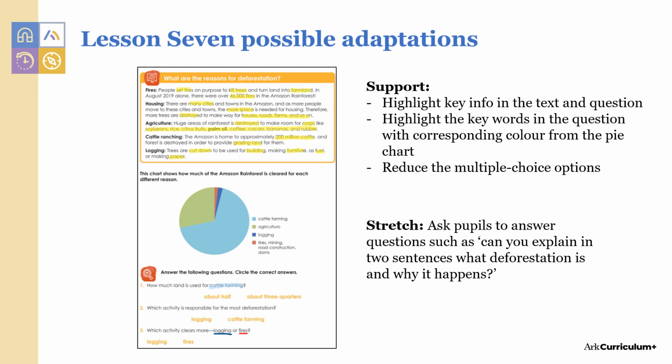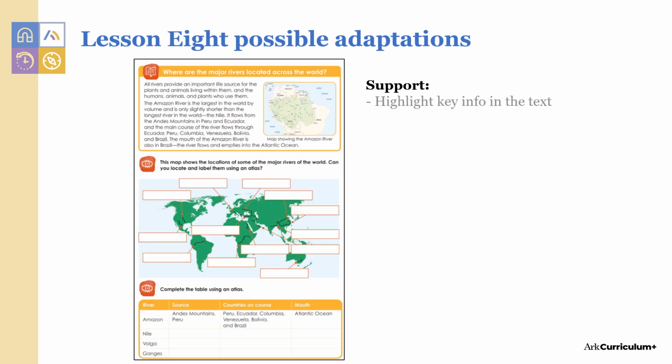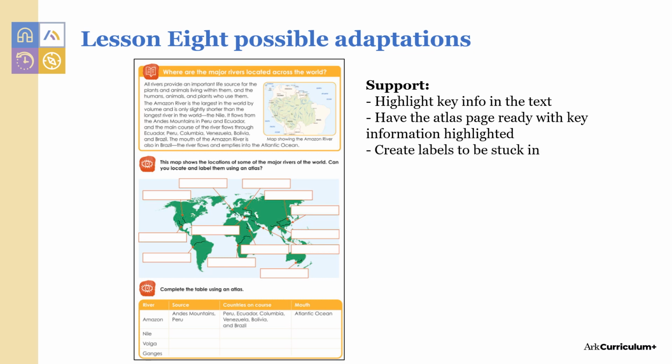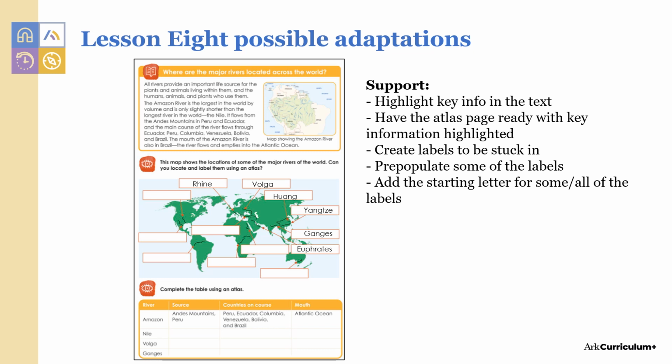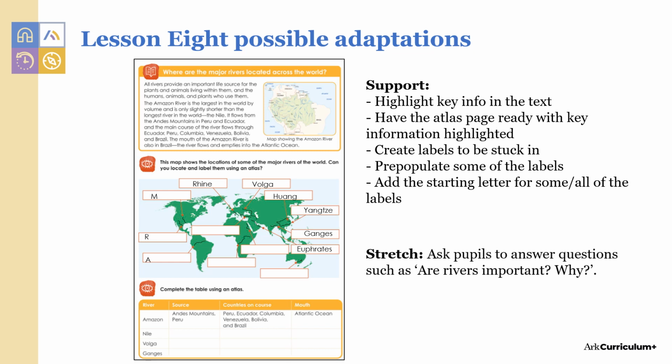and why it happens? In Lesson 8, support pupils by highlighting key information in the text and having the Atlas page ready with key information highlighted if you've copied it. You could also create labels to be stuck in instead of written, and you could also pre-populate some of these labels. Alternatively, you could add the starting letter for some or all of the labels. Stretch pupils by asking them to answer questions such as, are rivers important and why?